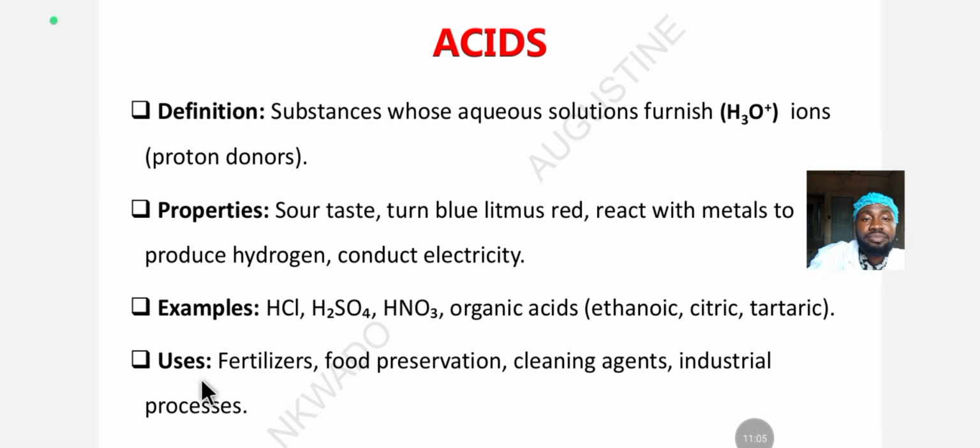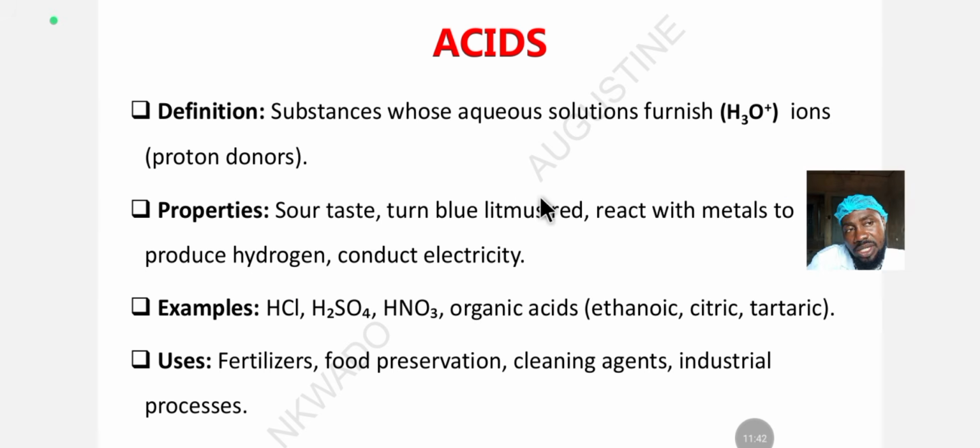All right. Now the uses of acids include that they are used in the manufacture of fertilizers. They are used in food preservation. They are used in cleaning agents. They are used in industrial processes. Like I told you, they use acids like tartaric acid to manufacture fruit juice. Citric acid is there, and lots more.